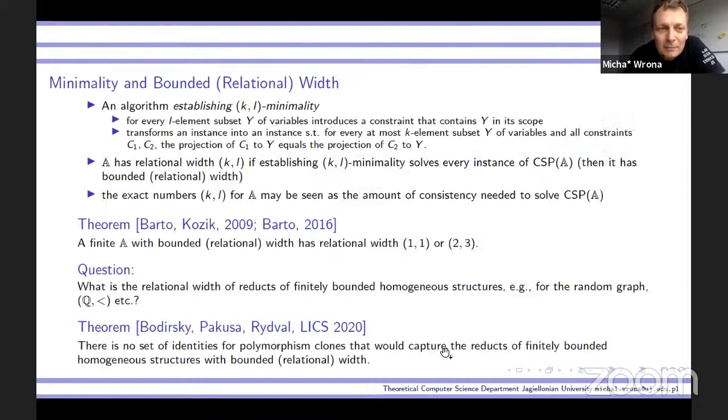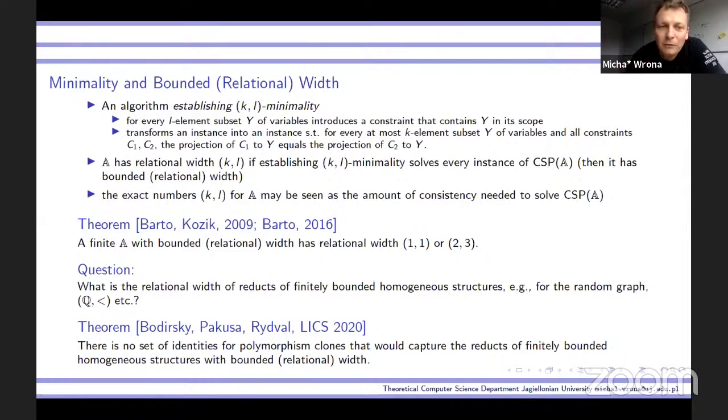So the title is very long, but it's basically about one algorithm. It's about the algorithm establishing minimality. There are two parameters, K and L. So we talk about constraint satisfaction problems. And we start with an instance, and we add constraints so that every L-element subset of variables is covered by a scope of some constraint.